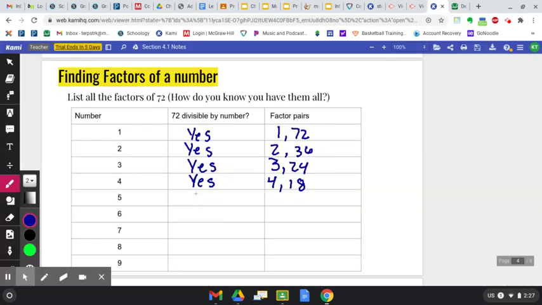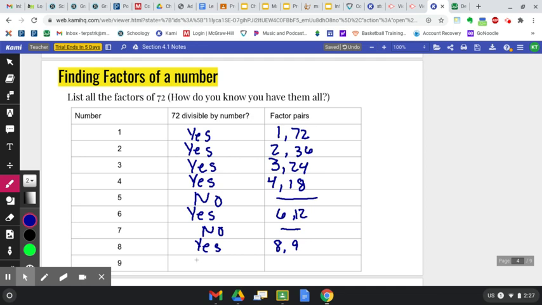So if we go back here, we can say no, right? We don't need a pair there. We said yes, 72 divided by 6 is 12, so 6 and 12 would be the pair. I can try 72 divided by 7. It's a decimal, so no. 72 divided by 8. I can say yes. Right, we didn't need one there. And it's 8 and 9.